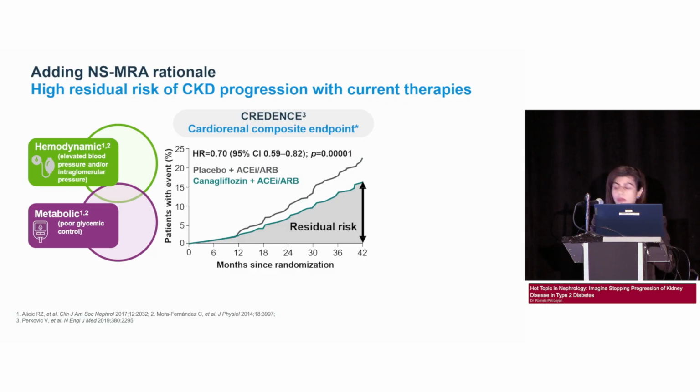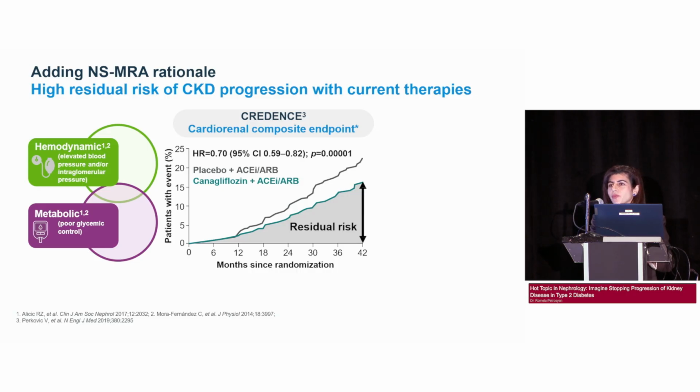And in terms of the additional, the third agent that we haven't yet mentioned, the non-steroidal MRA, the inspiration to adding it really came from that recognition also of that high residual risk of CKD progression with the current therapies that we've had. So when you looked at the Credence trial as well, again, there was a benefit of adding canagliflozin together with the RAS inhibitors, and the reduction was evident in that group, but there still was presence of residual risk.